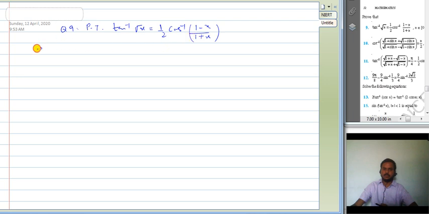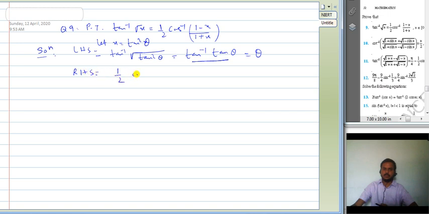and here let us start from LHS. So LHS, suppose I take x equals tan square theta. So our LHS will be tan inverse root under tan square theta, that is equal to tan inverse, again this is tan theta. So tan inverse and tan are together, so the answer is theta only. In RHS, I'll have half of cos inverse, in place of x you put tan square theta, divided by this one again becomes 1 plus tan square theta.